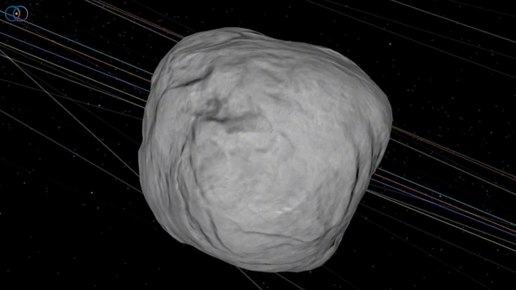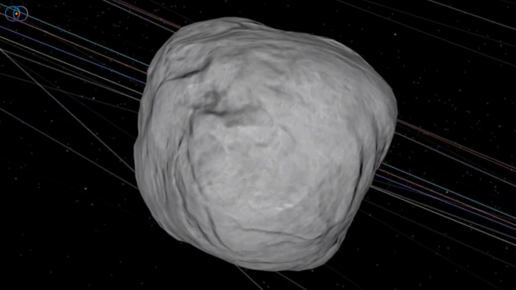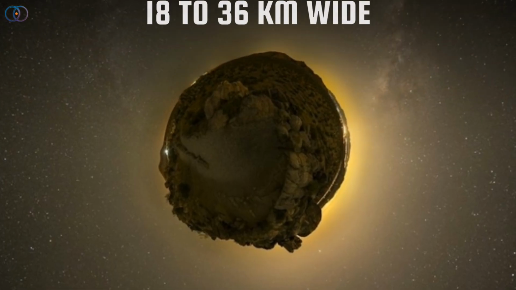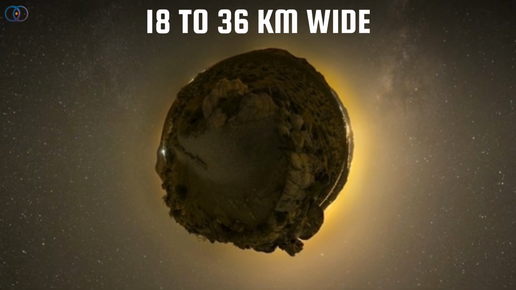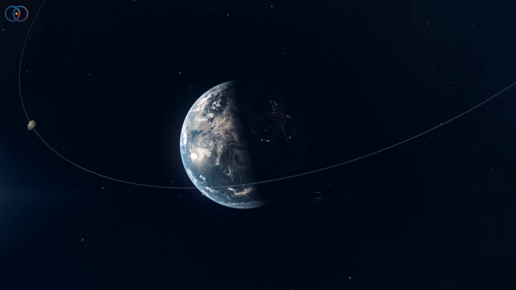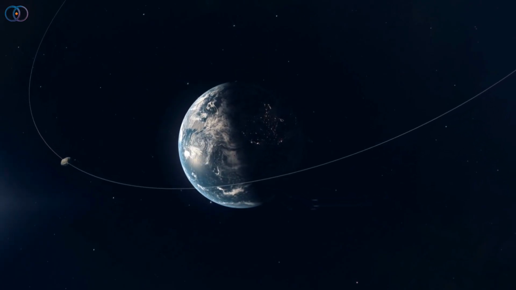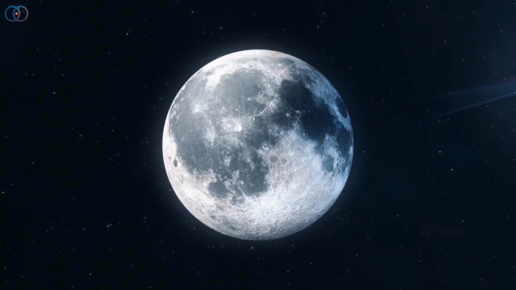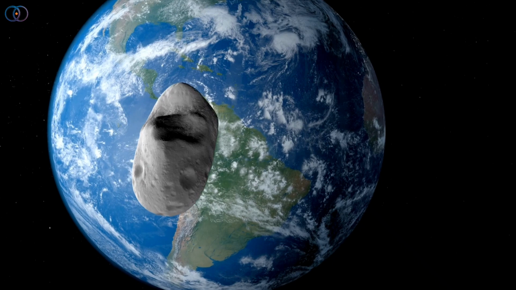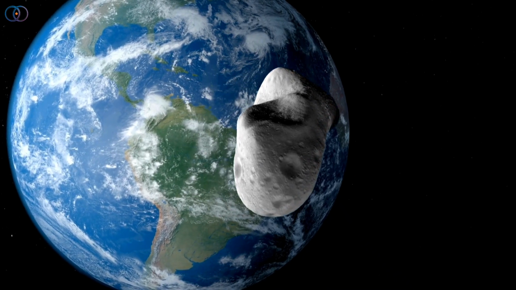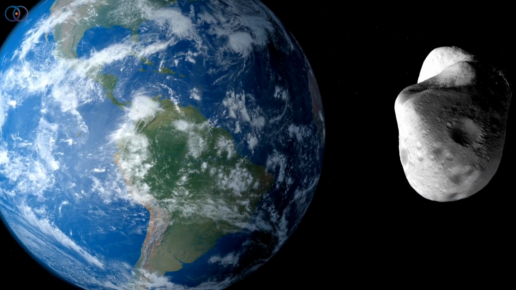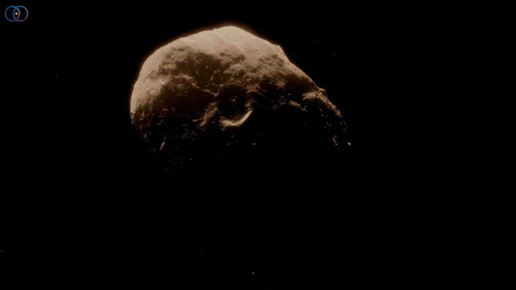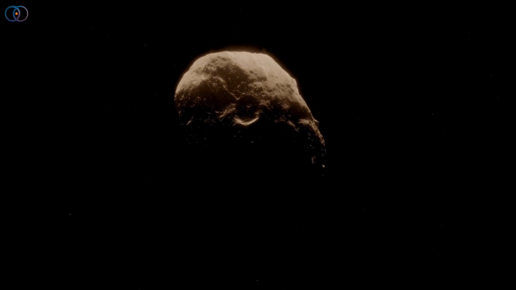2025 PN7 is tiny by cosmic standards, only about 18 to 36 meters wide, the height of a small building. Even though it's small, it's big enough to earn its own place in Earth's extended neighborhood. Unlike our familiar moon, this asteroid isn't held tightly by gravity. It's free to drift, influenced by the sun and other planets, which makes its journey around us so fascinating.